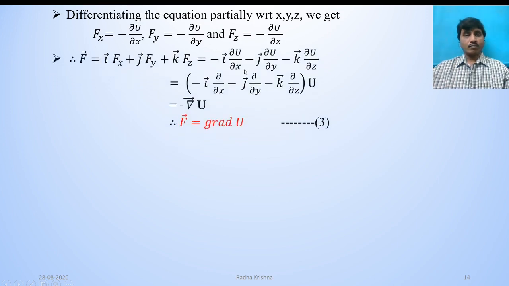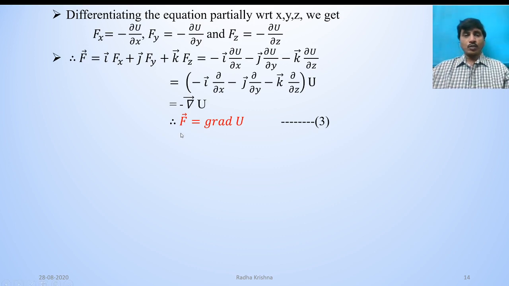and fz is equal to minus dou U by dou z. Therefore, f bar is equal to i bar fx plus j bar fy plus k bar fz, which is equal to minus i bar dou U by dou x minus j bar dou U by dou y minus k bar dou U by dou z. That is equal to minus i bar dou by dou x minus j bar dou by dou y minus k bar dou by dou z of U. That is equal to minus del bar U, where del bar is a differential operator called nabla.